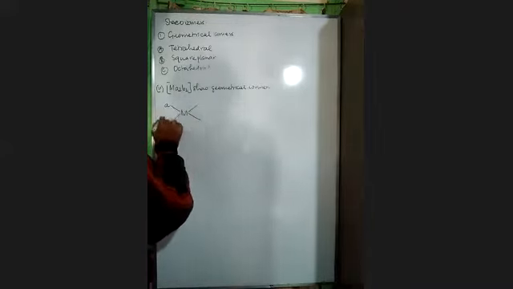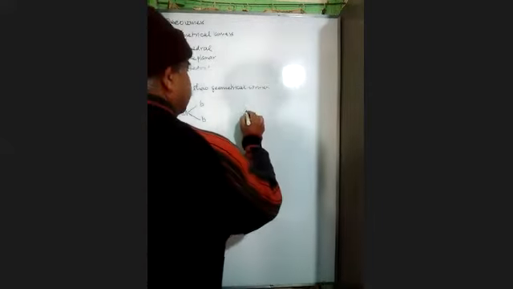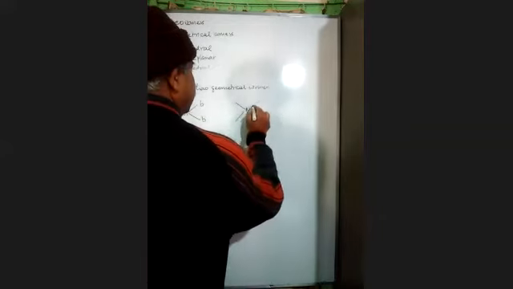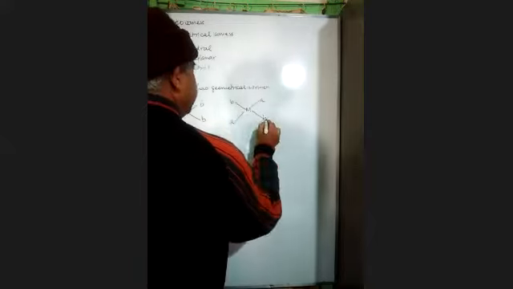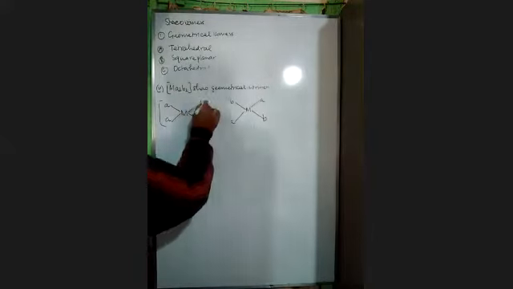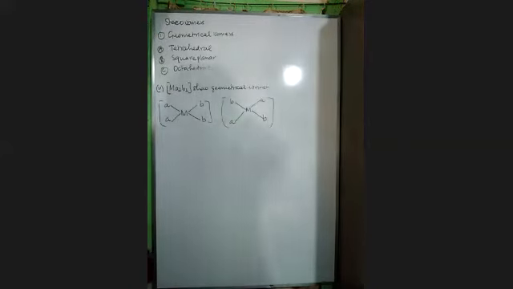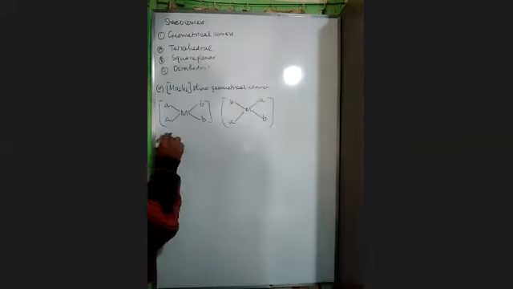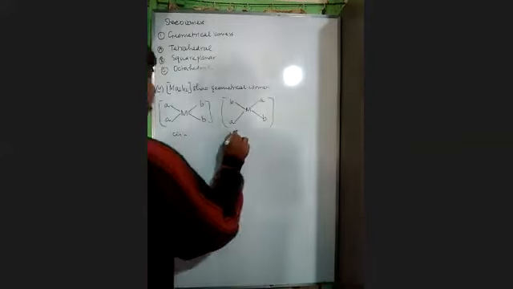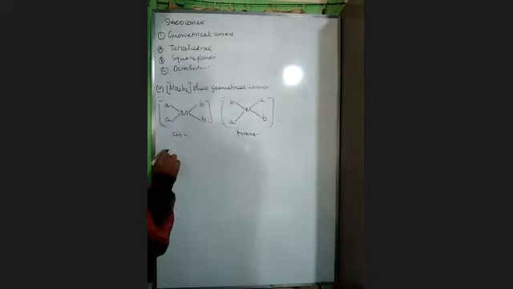Say it is A, B, B. And second one is A A B B. See, they are distinguishable. Similar ligand on the same side, and here similar ligand in the opposite side. So this is cis, and this is trans. Example. This is a very famous example.